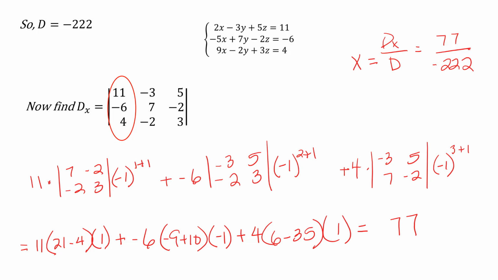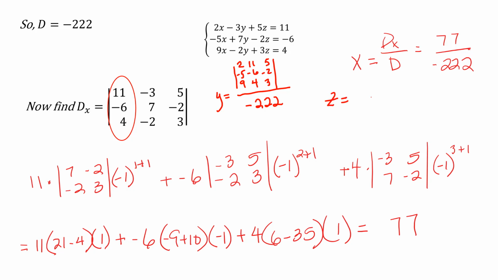Okay? And you would do the same thing for y and z. So you would just set it up the same way. To solve for y, you would have the coefficient matrix replacing the y column with the constants. So 11, negative 6, 4 would be in the y column. And the x and z columns would just be whatever their coefficients are. We don't change those at all. So 5, negative 2, 3. And then the denominator is the determinant of the coefficient matrix, which we already found out is negative 222. And so you would work that out, and that would be your y.